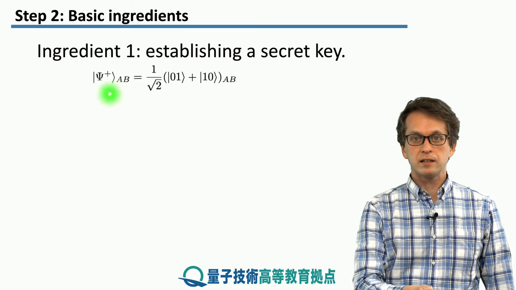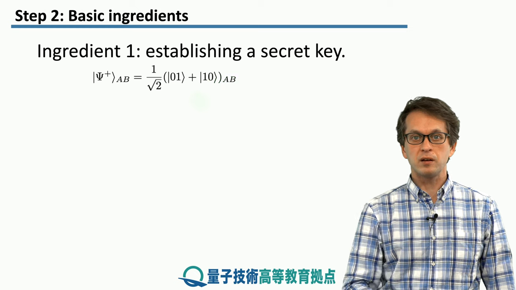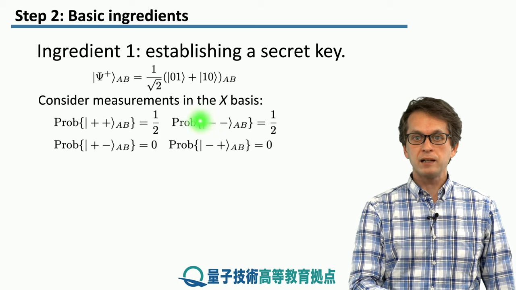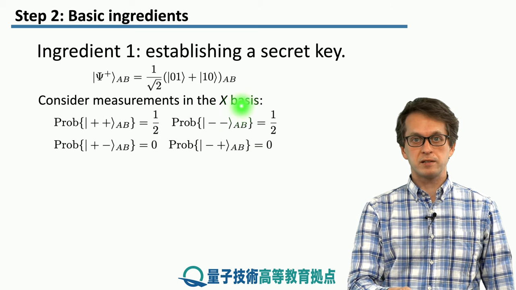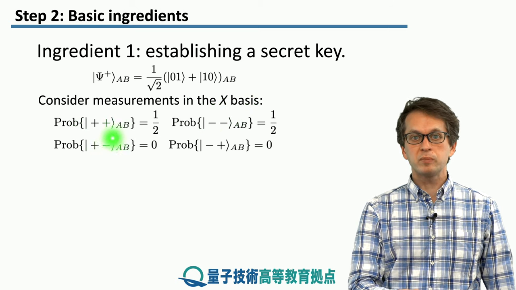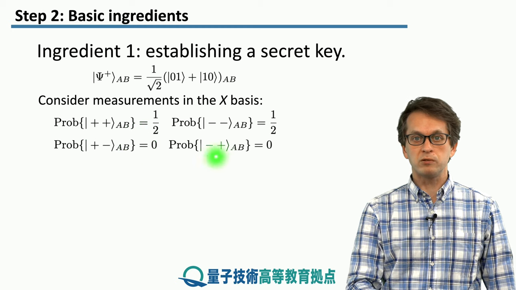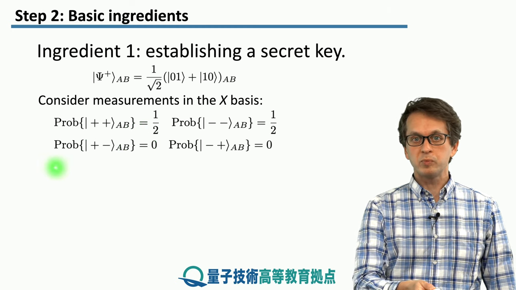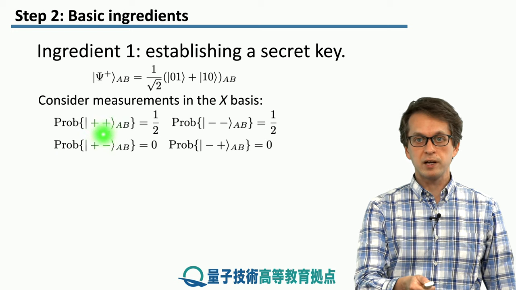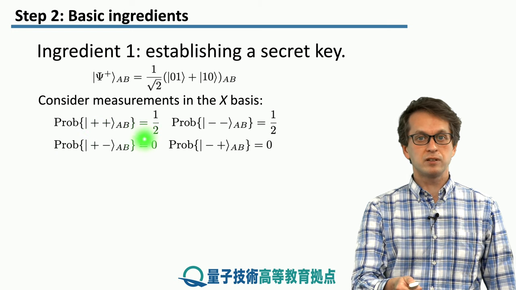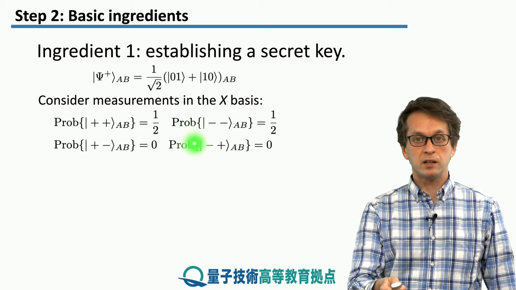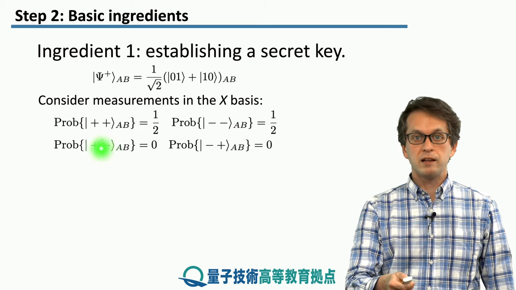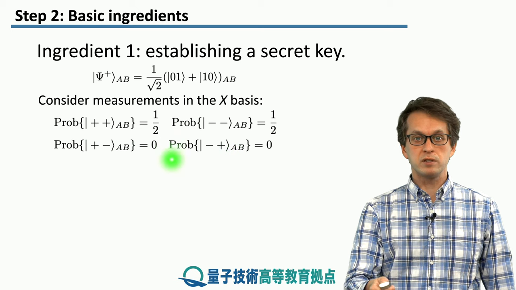Let's say that, as we said, we start in this Bell state psi plus, and both Alice and Bob measure in the x basis. Then we can compute the probabilities of all four possible outcomes. The probability that both Alice and Bob obtain a correlated result of plus plus is a half. The probability that they get an outcome minus minus is also a half. And the other two probabilities therefore have to be zero.